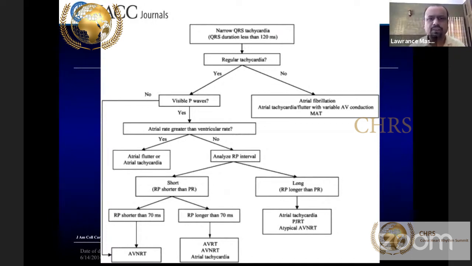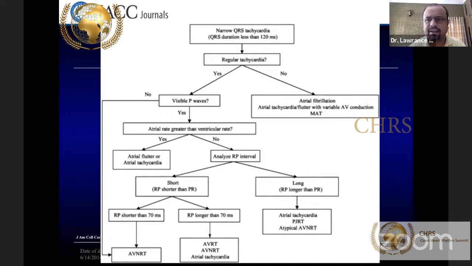Next, you look at the atrial rate and the ventricular rate. You have seen a P wave, you have seen the QRS. If your P waves are more than QRS numbers, then you are talking about an atrial tachycardia or flutter. So the chamber which is driving the tachycardia is the atrium, because your atrial rates or P waves are higher than ventricular rates. If your P wave rates and ventricular rates, P and QRS, are equal, then look at the RP interval. This is what I told you earlier.